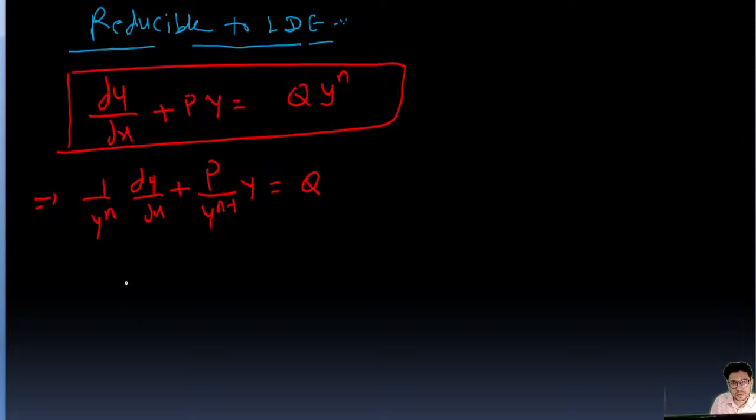So here what we can do is we can say let 1 upon y to the power n minus 1, we will say it is z. Okay, so let 1 upon y to the power n minus 1 be z.